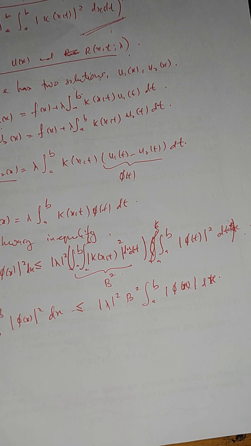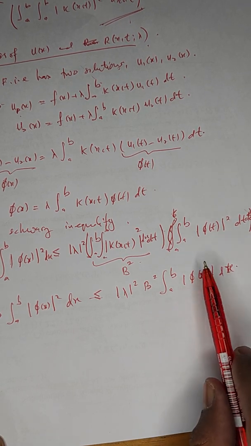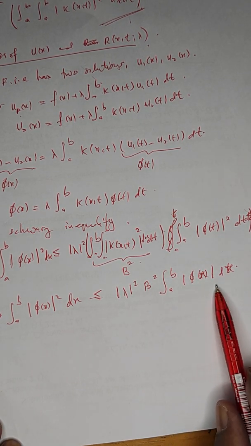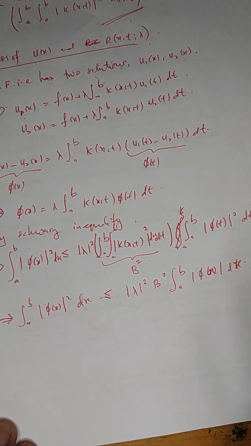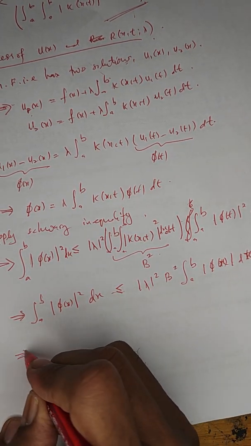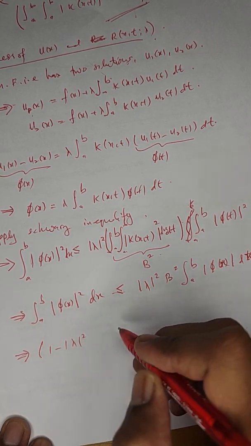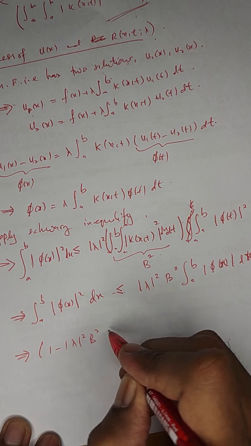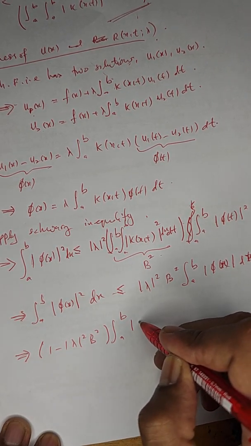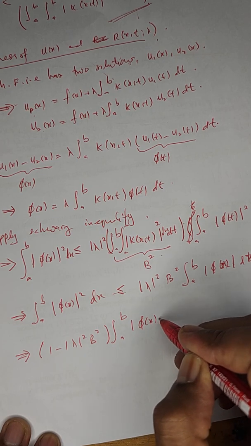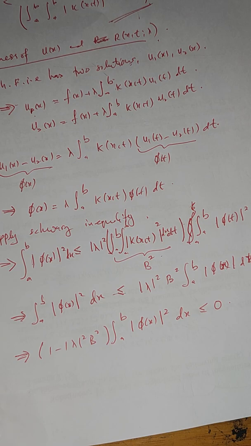Now, this is because we change the order of integration. And then from there you can rearrange this. That gives you 1 minus lambda squared b squared times the integral a to b phi x squared dx is less than or equal to 0.